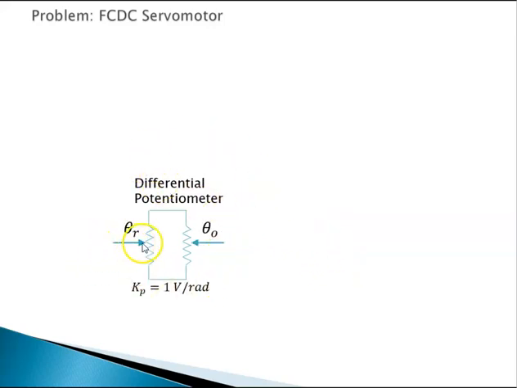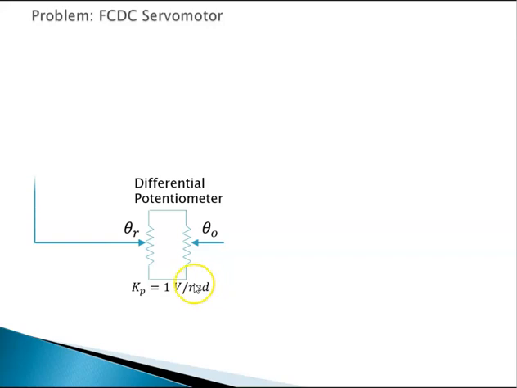On one side of it, you have reference position. The other side has a measured position. So this is the desired, this is the measured. This differential potentiometer has a constant Kp, 1 volt per radian. So it gives 1 volt output for 1 radian difference between theta r minus theta o.